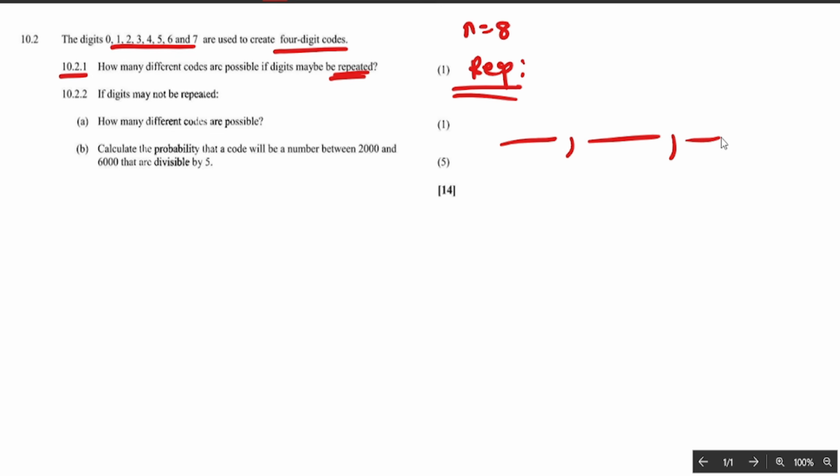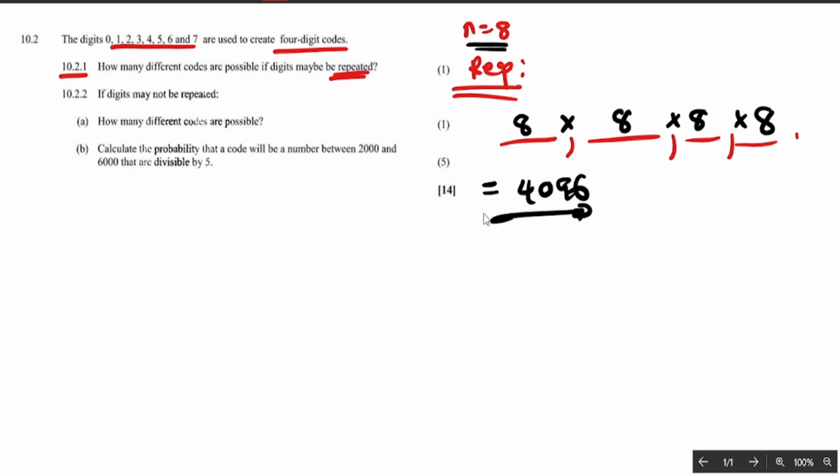We know it's a 4-digit code, and n equals 8. So it's going to be 8 times 8 times 8 times 8. You're going to get an answer of 4096. So this is going to be your first solution.